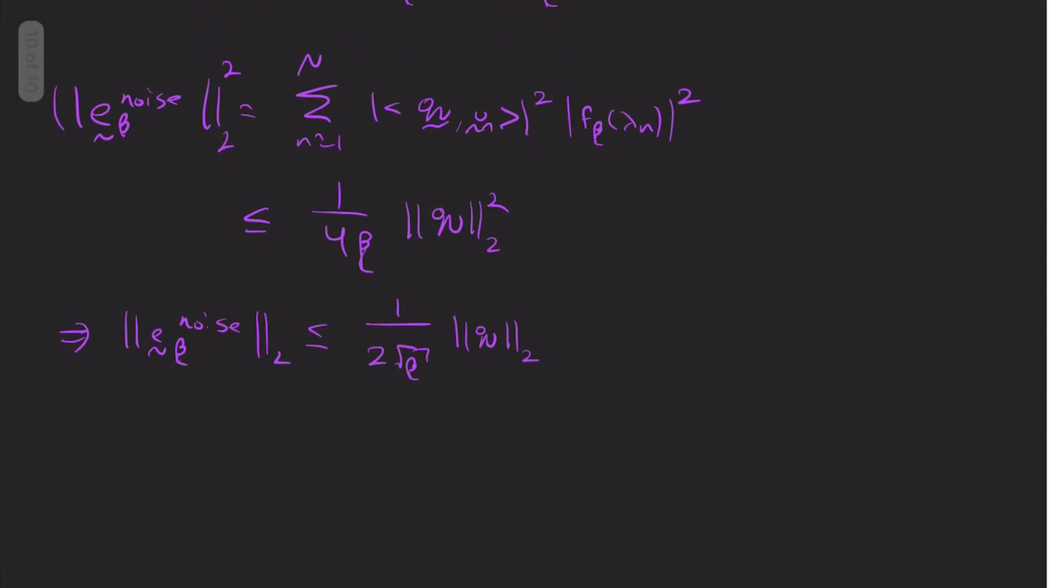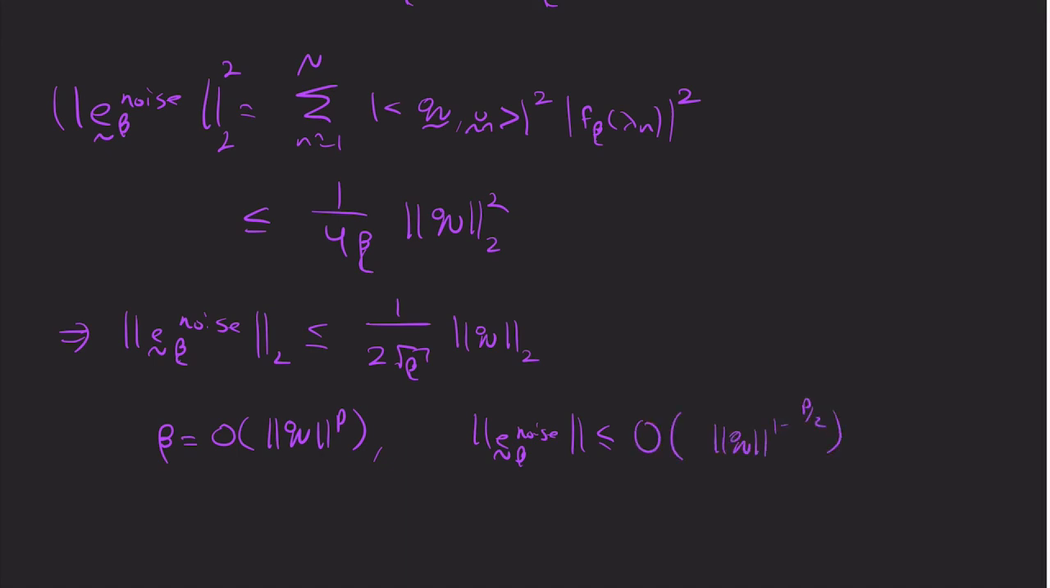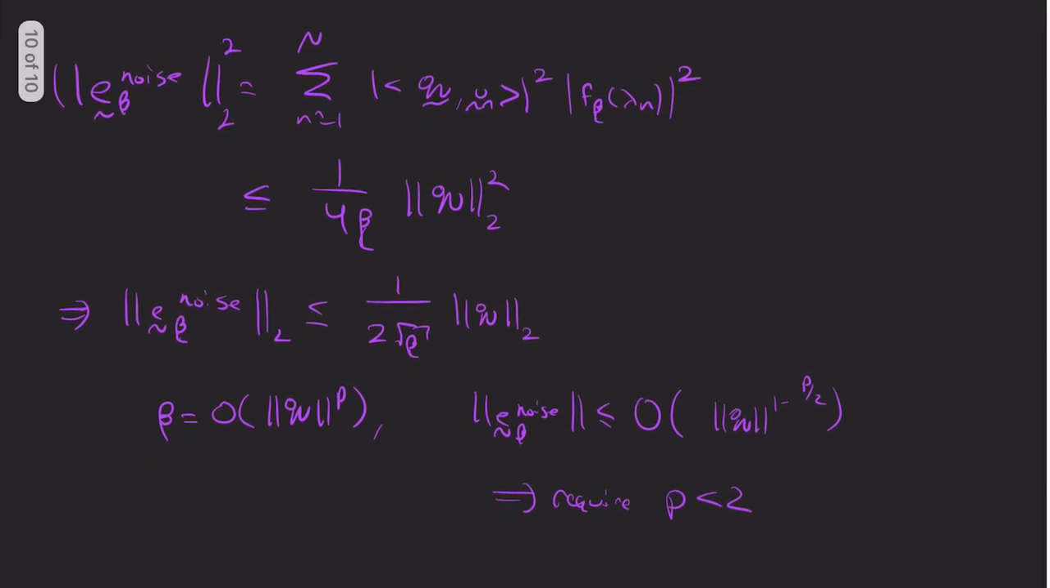So we want this error to go to 0 as the noise level goes to 0, right? Because if the noise level is at a certain limit, we can't expect to recover anything. But as the noise level goes to 0, we're fine. So if we take beta to be order eta to the p, that tells us that E beta noise is less than or equal to order eta to the 1 minus p over 2. So we require p less than 2 for that term to go to 0.